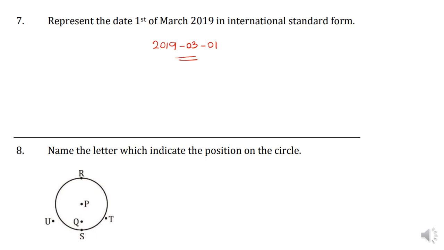Question 8. Name the letter which indicates the position on the circle. On the circle, actually, there are 2 letters, R and S. They are the positions on the circle. If you take P and Q, they are in the circle, and T and U are outside the circle.